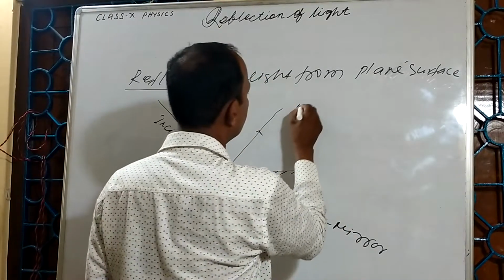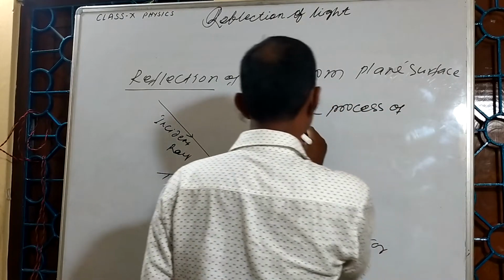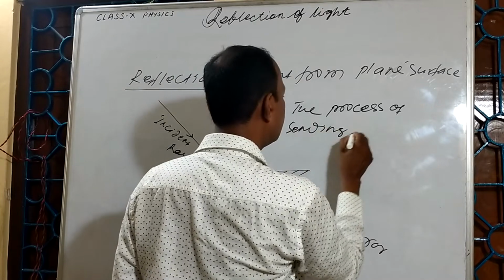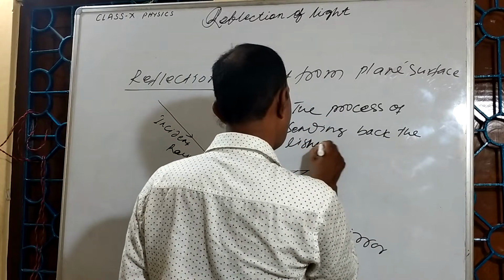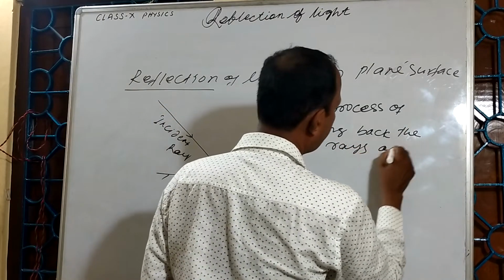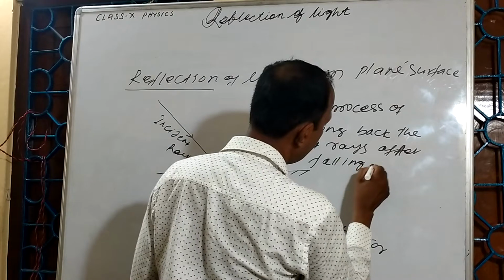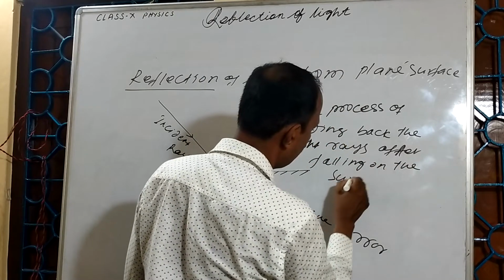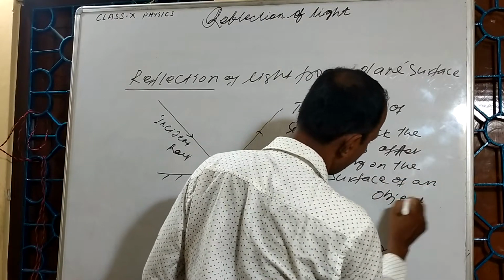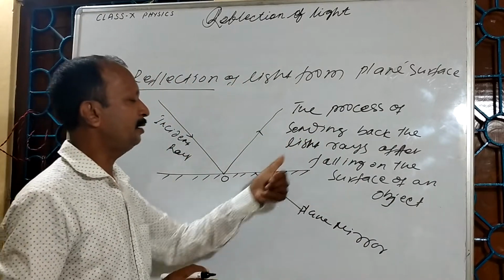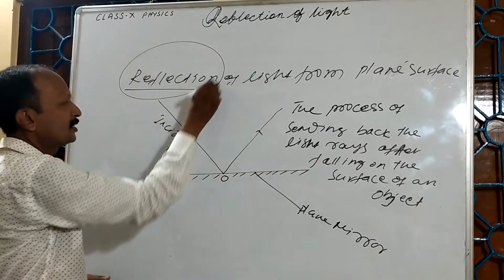The process of sending back the light rays after falling on the surface of an object is called reflection of light.